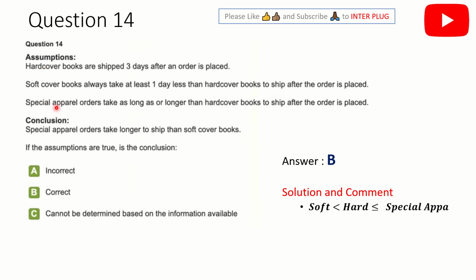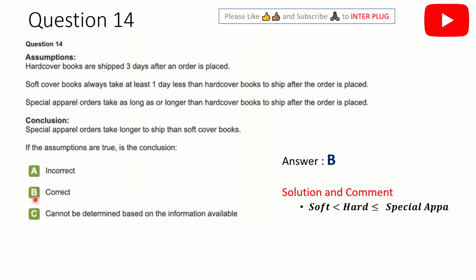Now they tell us that special apparel orders take as long as or longer than hardcover books. So special apparel takes more time as compared to hardcover. If you look at my comparative statement here, you see that special apparel takes more time than hardcover, which obviously takes more time than softcover. Now the conclusion says special apparel orders take longer to ship than softcover books. That is completely correct and true.